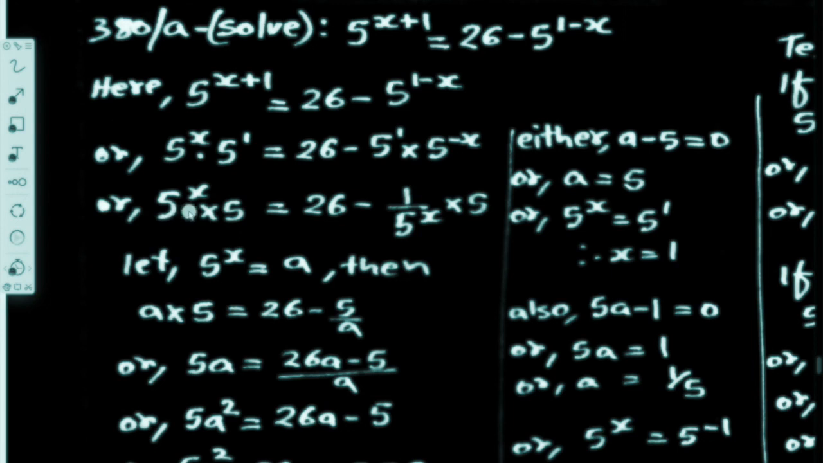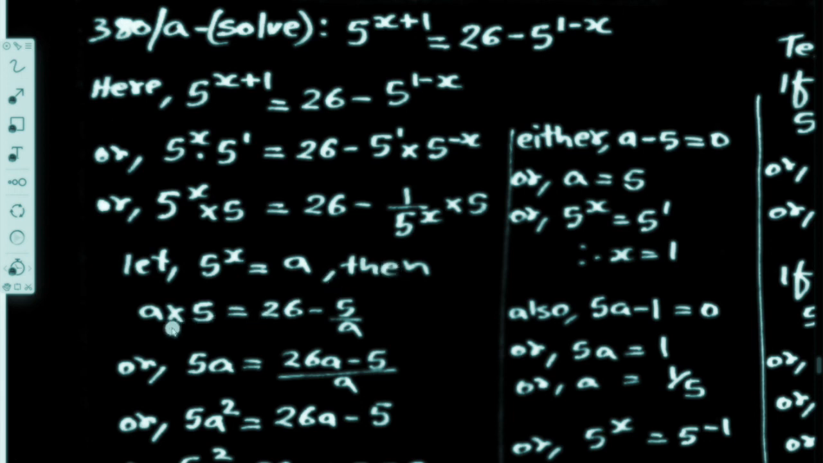Or 5 power x into 5 equal 26 minus 1 by 5 power x. This 5 power minus x means 1 by 5 power x into 5. To make our calculation easy, to make our process short and simple, we should replace 5 power x as a. Let here 5 power x equal a.